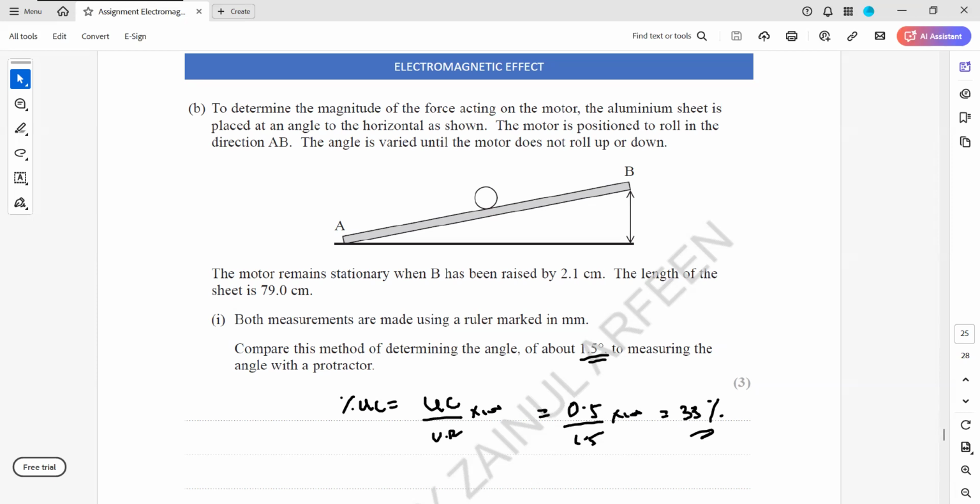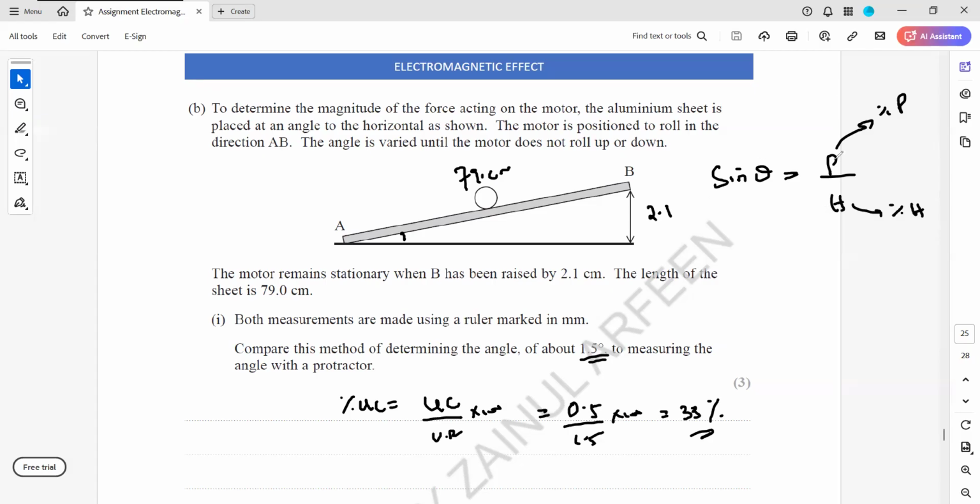But if we are using the ruler to measure this angle, we have the height 2.1 and we have this length 79 centimeter. So we have the hypotenuse and we have the perpendicular. We use the formula sine theta is perpendicular divided by hypotenuse. So there will be a percentage uncertainty in the perpendicular and a percentage uncertainty in the hypotenuse measurement, and the total percentage uncertainty always adds.